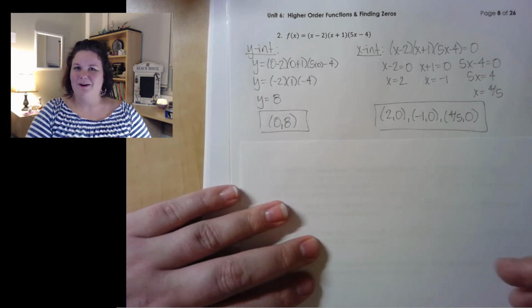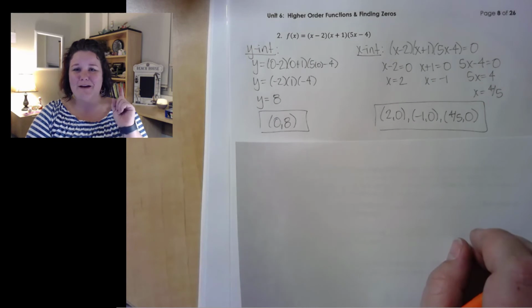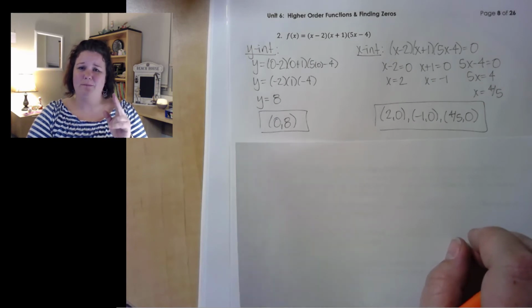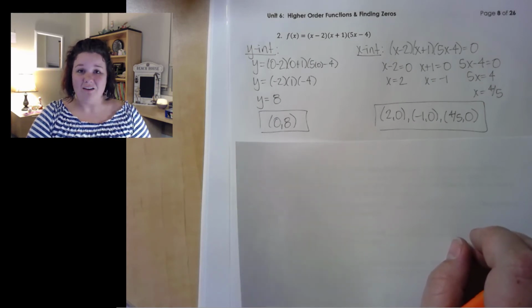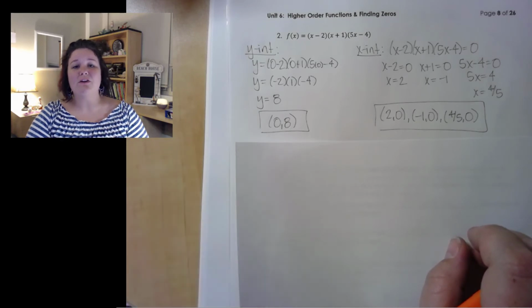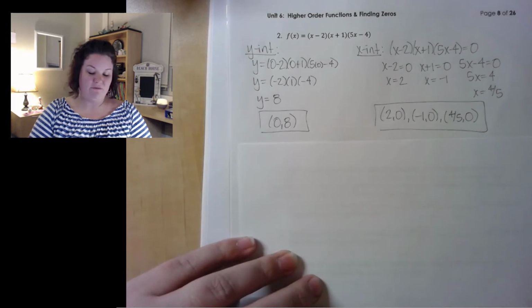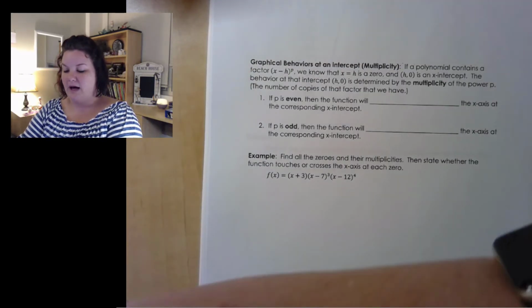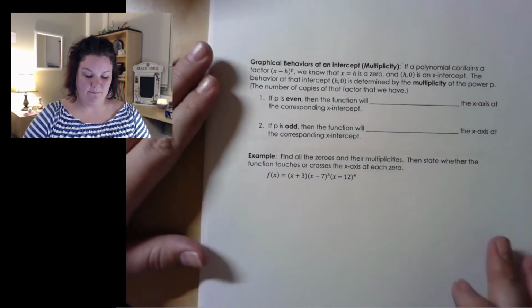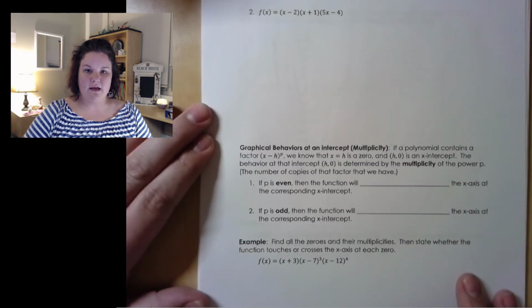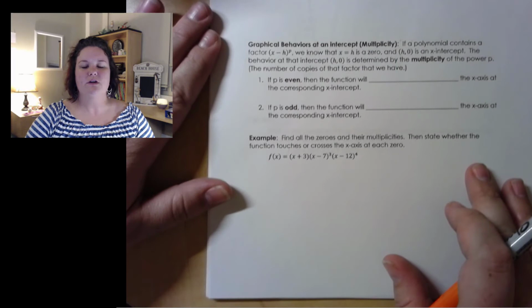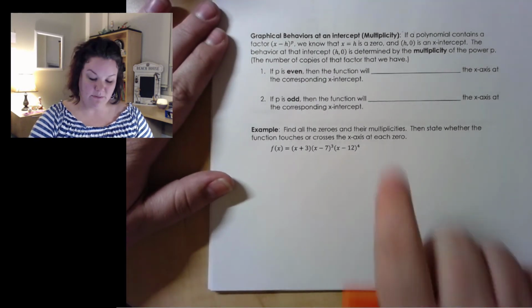Okay, so here's where we're at. Now we know how to find the number of intercepts and turning points. We know how to solve for x and y intercepts. Now what we're going to look at is the behavior at those intercepts. And the way that we find the behavior at those intercepts is by looking at the multiplicity, okay? So I want to go ahead and, oh, that was y'all's practice problem. Okay, so I want to go ahead and look at the multiplicity.